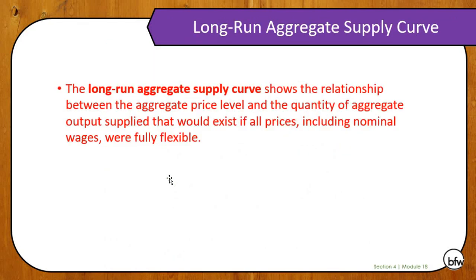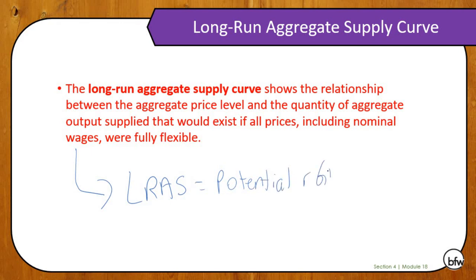Now, the long-run aggregate supply curve shows a relationship between the aggregate price level and the quantity of aggregate output supplied that would exist if all prices and wages were fully flexible. Think of the long-run aggregate supply curve as being equal to the potential real GDP of an economy.